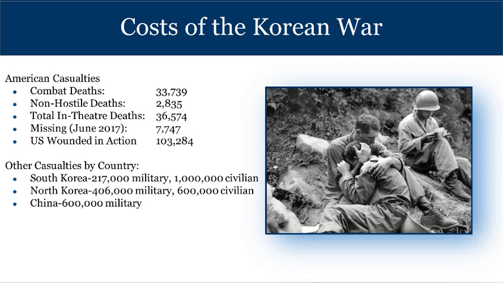We're going to have almost 8,000 that are missing in action, and that carries on to this day. As remains are found, they are returned to their families whenever possible. But our casualty numbers even look really small compared to what Korea and China face. In South Korea, we have over 200,000 military deaths, but more significantly, over 1 million civilian deaths. And that's because their country is the one that was being invaded and the one that was being occupied. In North Korea, we have 400,000 military deaths and about 600,000 civilian deaths. And for China, about 600,000 military deaths. So again, a very, very bloody war in a very short amount of time.